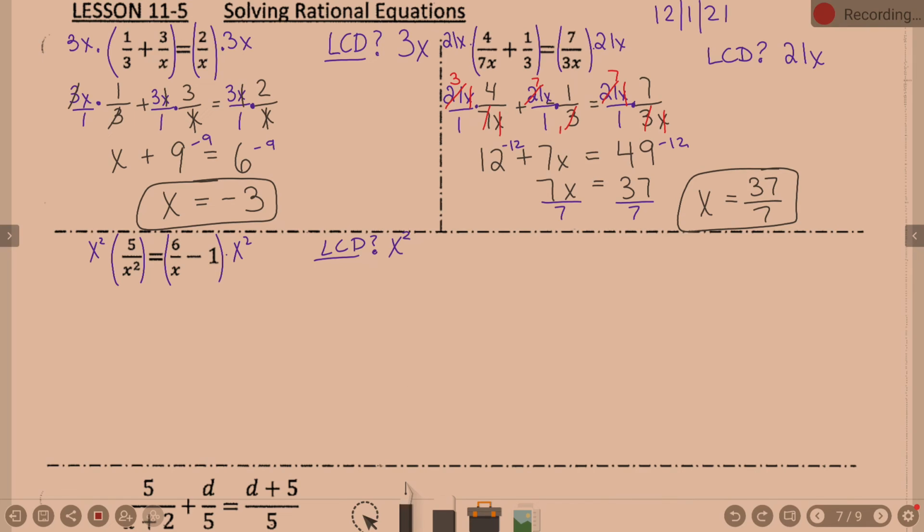So I'm going to spread my equation out. 5 over x squared equals, I'm going to leave a gap in front of 6 over x, minus, I'm going to leave a gap in front of 1. And we're multiplying by x squared. What is x squared as a fraction? x squared over 1. So I'm multiplying all three pieces of this equation by x squared. I made the first two x squared over 1 because they were fractions. The third one I just left as x squared because it wasn't a fraction. If you want to put those all over 1s, you can.